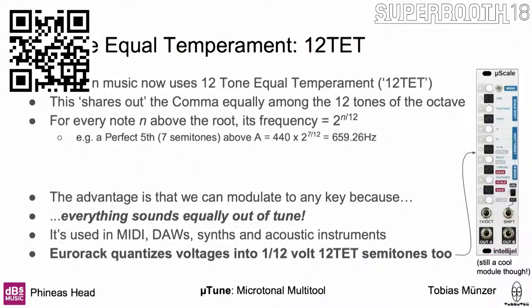Enter 12-tone temperament. Now, 12-tone temperament is the solution that practically everything uses. Every digital instrument we use comes as a default. Acoustic instruments have it as a default. And it's great. And what it does is share out that error amongst all of the notes equally. It's good because you can move around keys. It's not so good because everything sounds equally out of tune. Everything is equally wrong. And what that means is you've never heard a real chord. You've never heard a real major third, a real perfect fifth, if you only listen to 12-tone equal temperament.